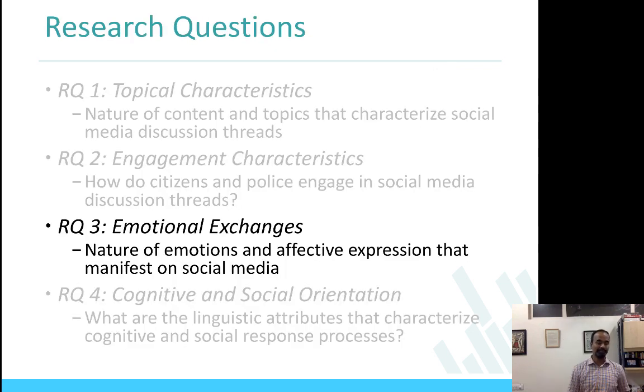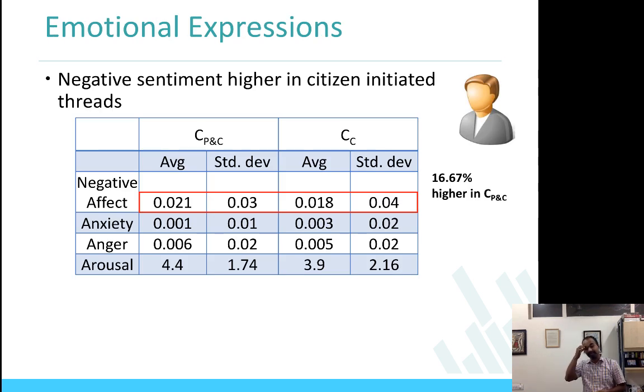The next one we look at is emotional exchange, which is the nature of emotions and affective expression being discussed on social media. One conclusion that we can look at is that when citizens initiate threads, there is always higher negative sentiment. Here's a table which connects to the topics that I said earlier: negative affect, anxiety, anger, and arousal. In this table, you can see that negative affect is higher when police are involved in the interaction, which is 0.021 versus 0.018.